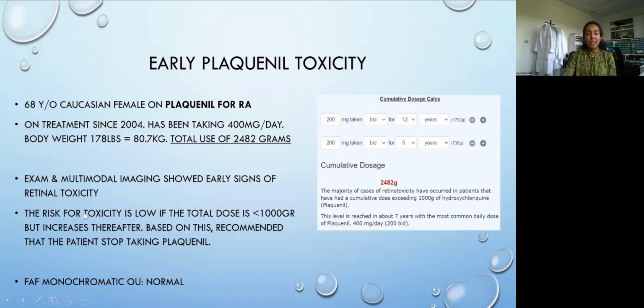And so remember, the risk of toxicity is low if their total dose is less than 1,000 grams, but increases thereafter. Since this patient had a cumulative dose of 2,482 grams, we recommended that this patient discontinue Plaquenil because the exam and early signs did show retinal toxicity. I have pictures of that next.